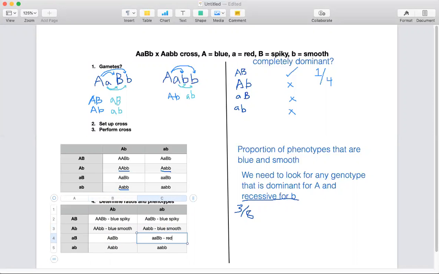This would be red spiky, this would be red smooth, and let me just finish this out, might as well. Blue spiky, and then lastly we have blue smooth. Okay, and so that also tells you, it's an easier way to depict the different phenotypes and the ratios we have between them. So that's something you could definitely do.